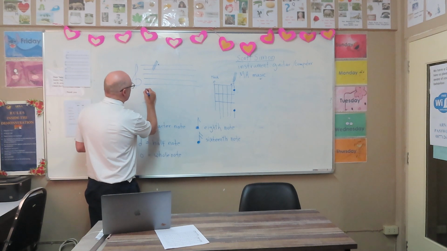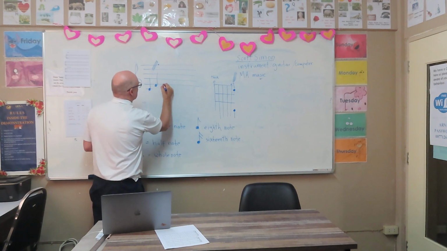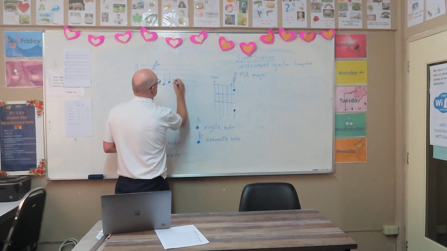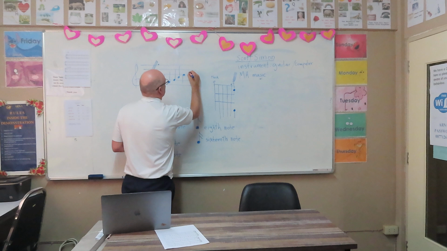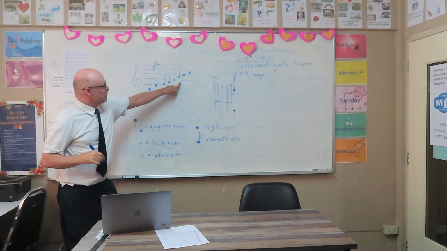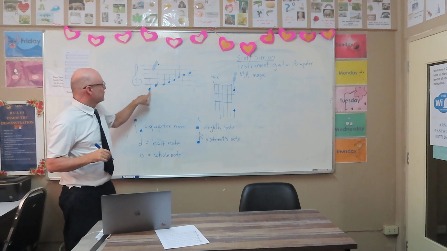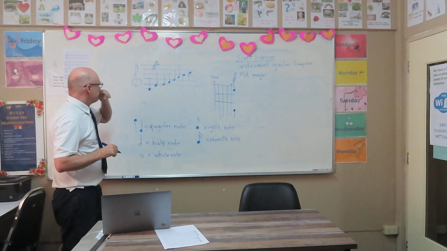So the basic C scale is like this: C, D, E, F, G, A, B, C. As I said, it makes no difference that those stems are turned down there. They're still worth exactly the same as these stems here. So this is your basic C scale.